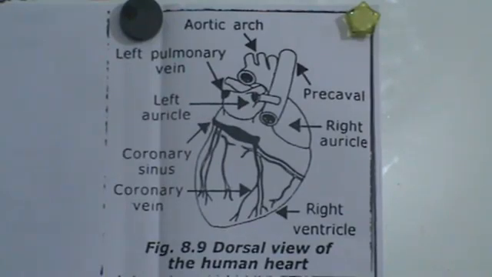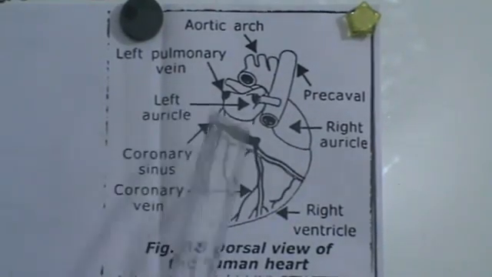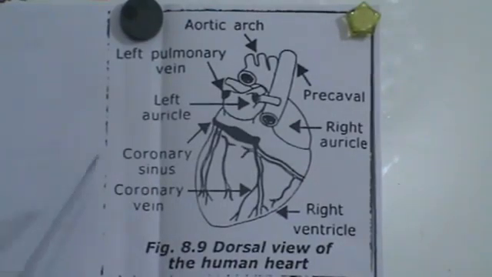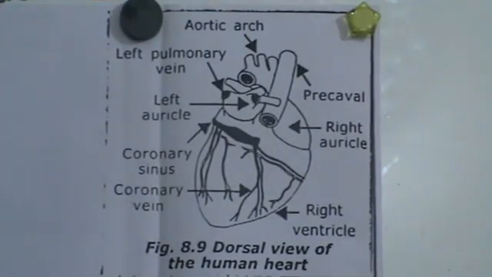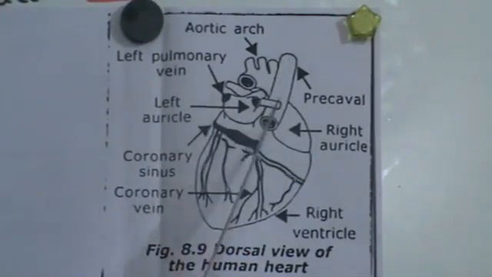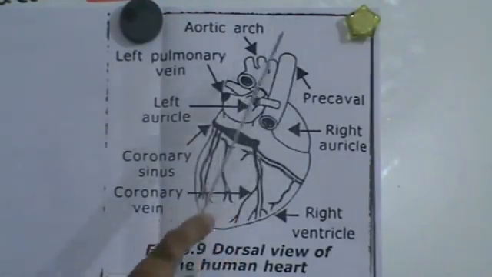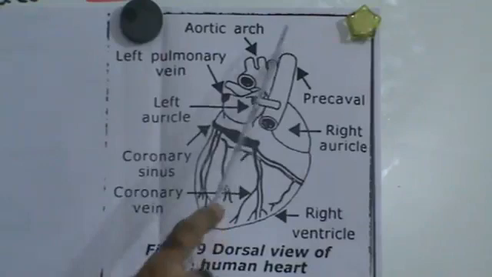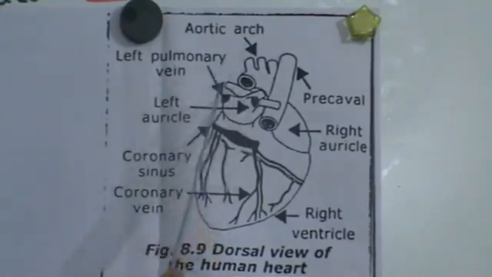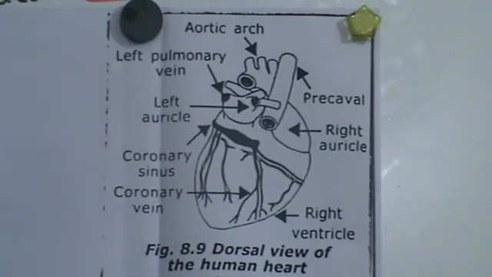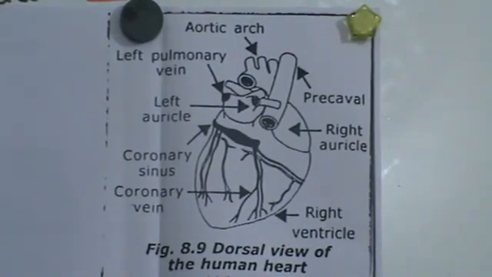The coronary vein opens into the coronary sinus dorsal to the heart. This is your coronary sinus, right? And your precaval, that's your superior vena cava and the inferior vena cava, are going to go into the right auricle, and here you have the 4 pulmonary veins that come in to supply blood from the lungs to the human heart. Fine, do we get this thing clear? So that is my dorsal view of the human heart.